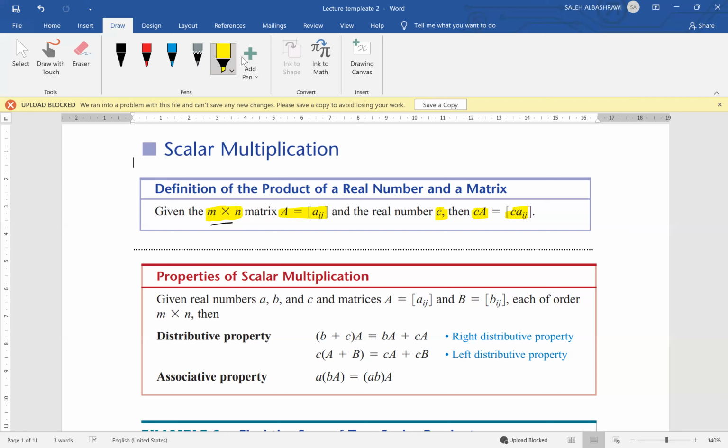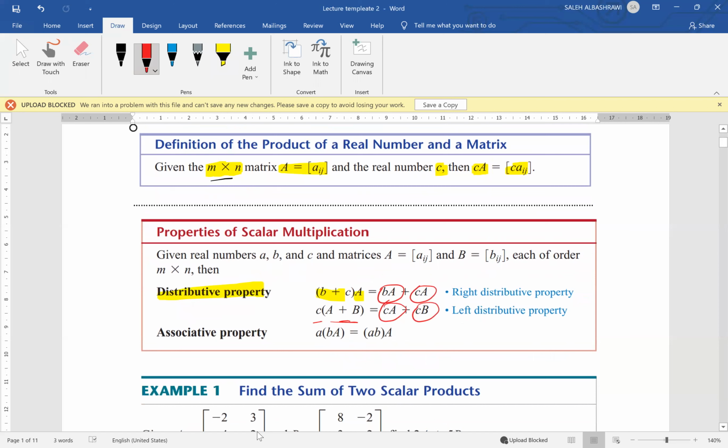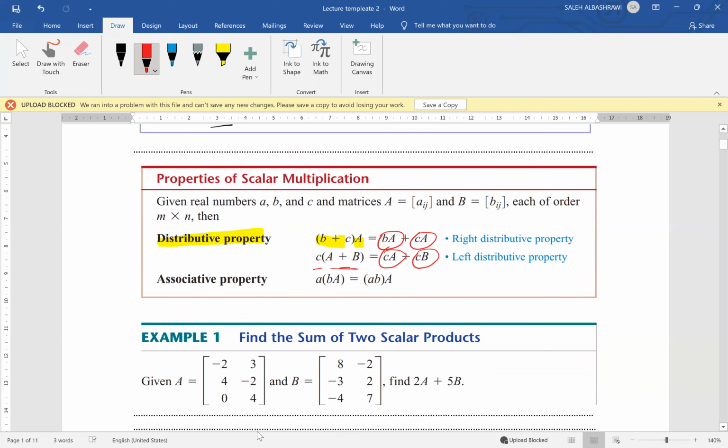This product has some properties. Distributive property, which means that if I have two scalars B plus C multiplied by matrix A, we can distribute the product: B times A plus scalar C times the matrix A. Or if I have scalar C multiplied by the sum of two matrices, we can distribute the C among the matrices: C times A plus C times B. And also we have the associative property, that if I have B times C times matrix A, it is equal to B times (C times the matrix A). We call this the associative property.